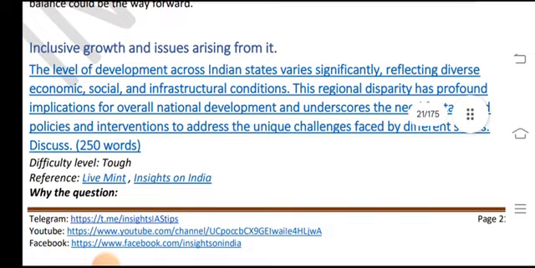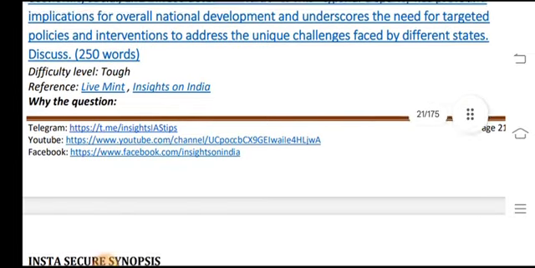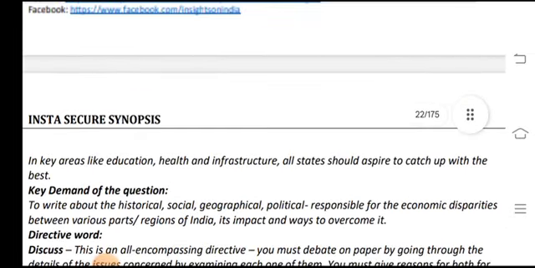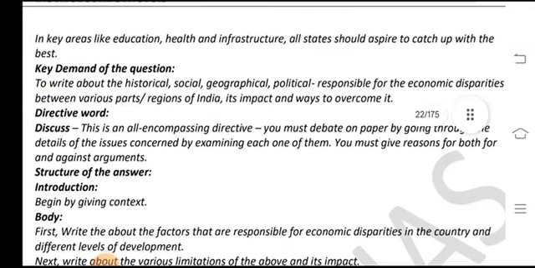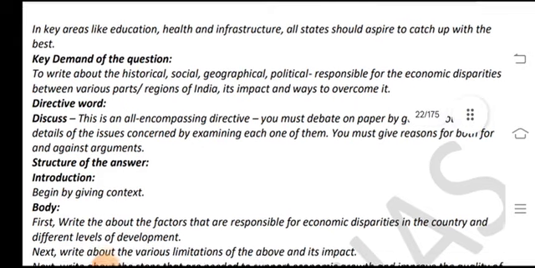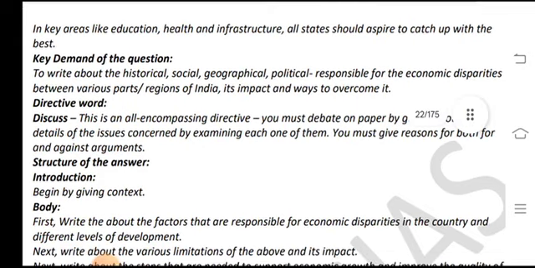Difficulty level: through reference alignment and insight. In key areas like education, health and infrastructure, all the students should aspire to catch up with the best. Key demands of the question: write about the historical, social, geographical and political factors responsible for economic disparities between the various regions of India and their impact on the outcomes. The directive word is discuss.